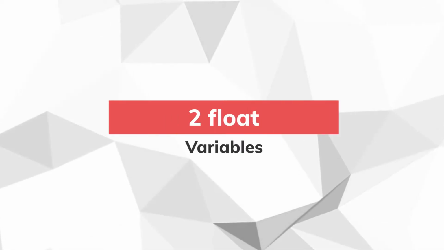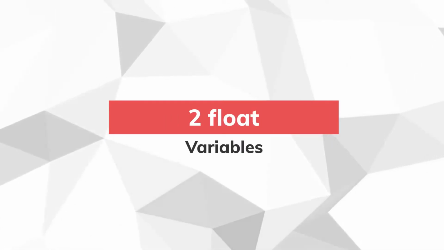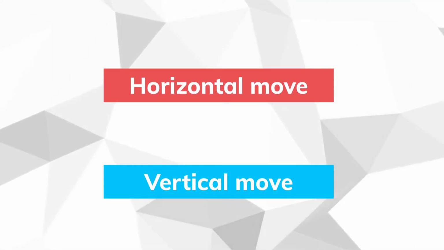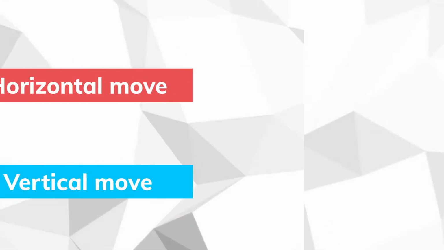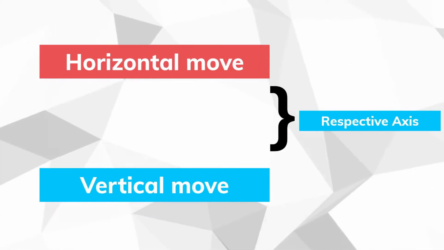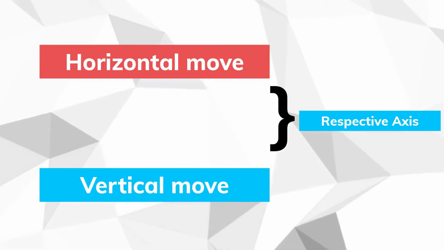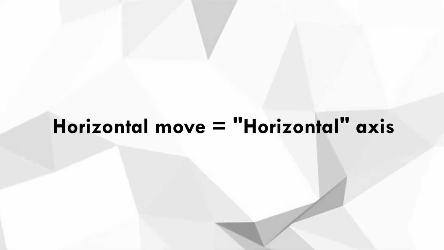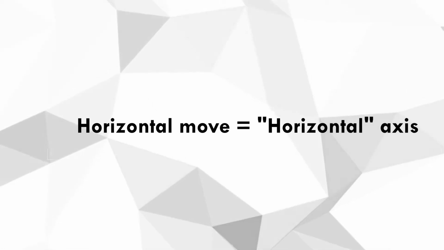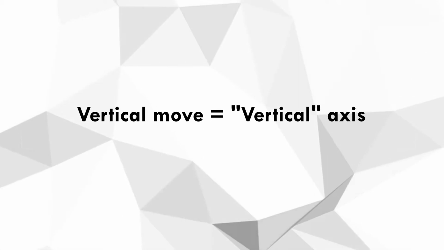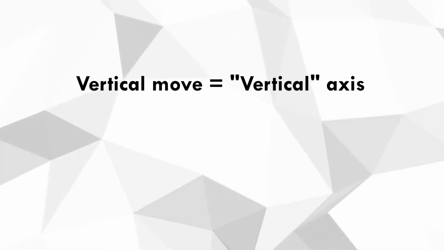To handle the movement, we are going to make two float variables. One will be horizontal move and the other one will be vertical move. Now that we have the two variables, we will make them equal to the respective axis. So horizontal move will be equal to the horizontal axis and vertical move will be equal to the vertical axis.